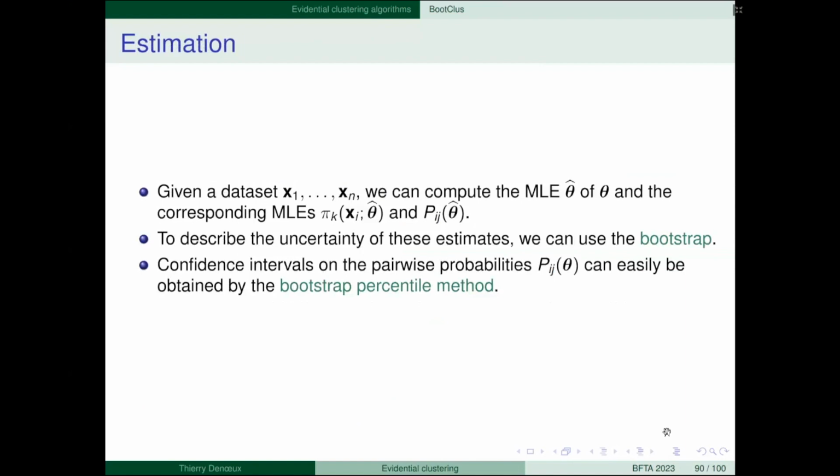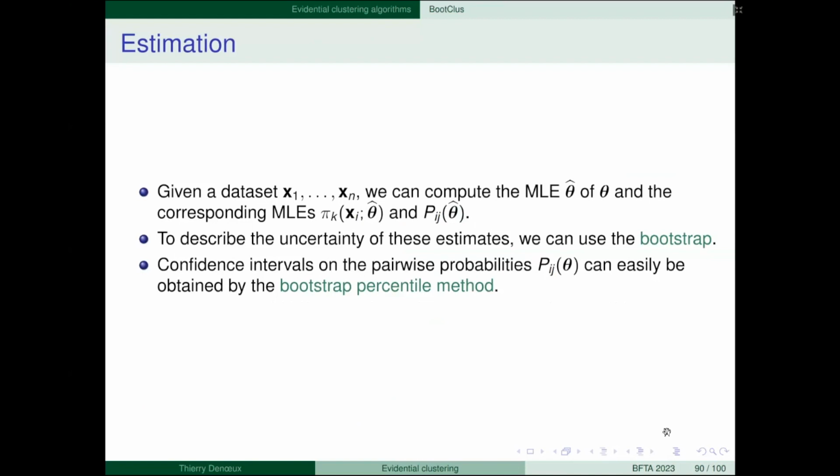of these pairwise probabilities, and then you take the quantiles, so here alpha over 2, and you leave alpha over 2 on the left, and here 1 minus alpha over 2, you leave alpha over 2 on the right. And these bounds define an approximate confidence interval at level 1 minus alpha. It means for a proportion, with probability 1 minus alpha, an interval computed that way contains the true pairwise probability.